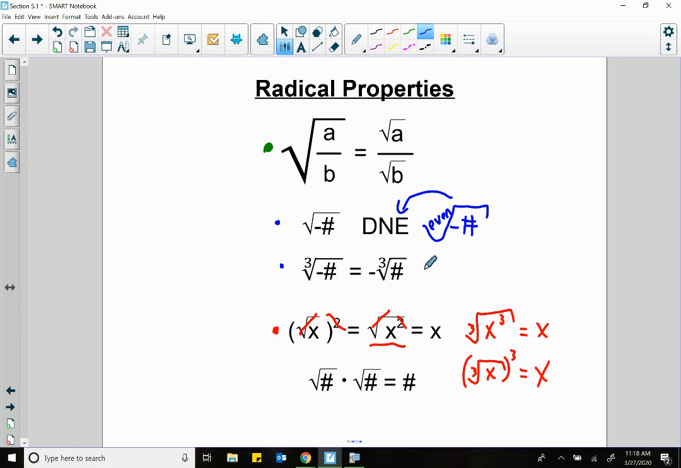Now down here, anytime you have an odd root of a negative number, that negative will pop out just like before, and you'll have an odd root of the positive number left. So, even root does not exist. Odd roots, like a cube root, a fifth root, a seventh root, a ninth root, 11th root, the negative pops out front, and you're left with the positive version of the number under the odd root. Okay?